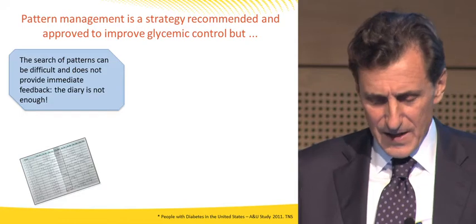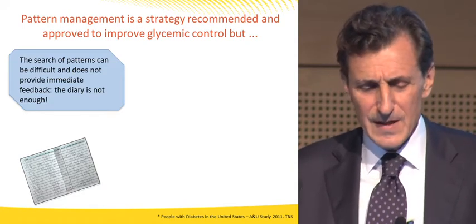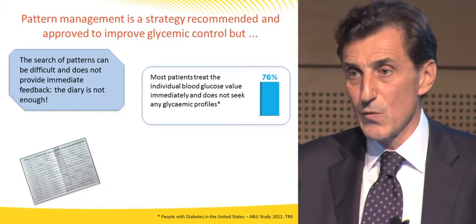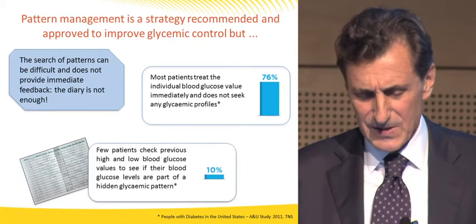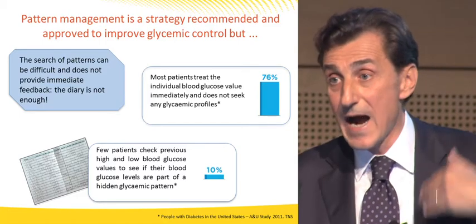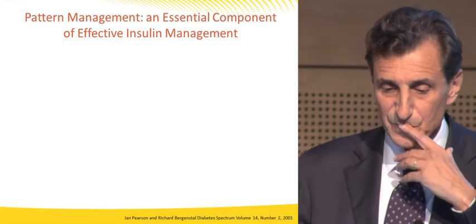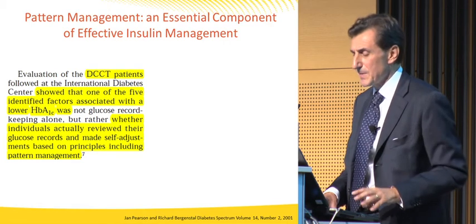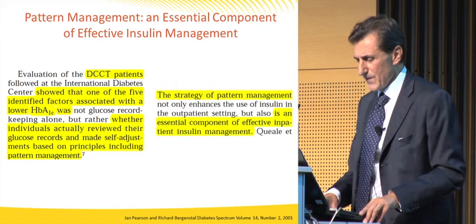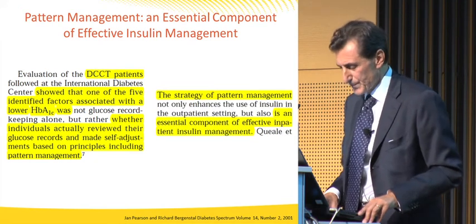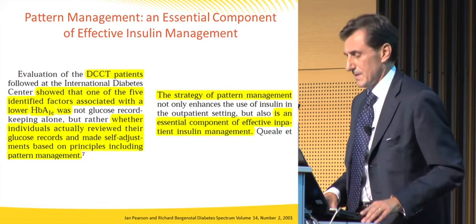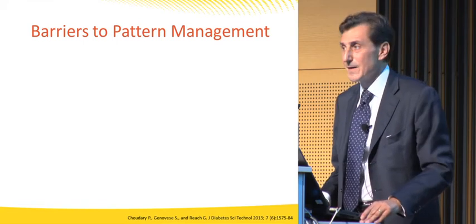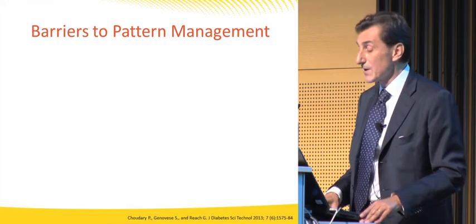We know from another survey, conducted in the US, that the search for patterns is difficult. Most patients treat their individual blood glucose without looking behind, and only 10% of patients check their previous high and low values. Even in the DCCT, it has been demonstrated that pattern management is an essential component for reaching good glucose control, even in inpatient management. But we have to remember that we are dealing with human beings, with patients, and there are barriers to pattern management.